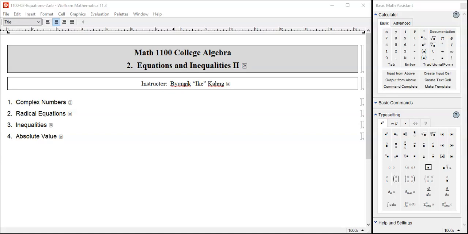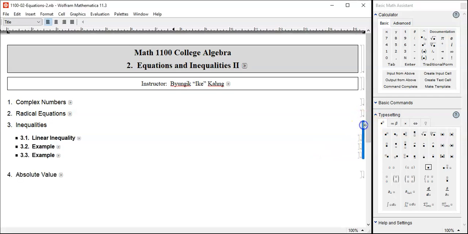Hello students, welcome back. We just went through section 1 and section 2 of this notebook. Complex numbers, important but easy. Radical equations, not very important but very difficult. So go figure. I left it as an optional video. Now let's go over to inequalities.